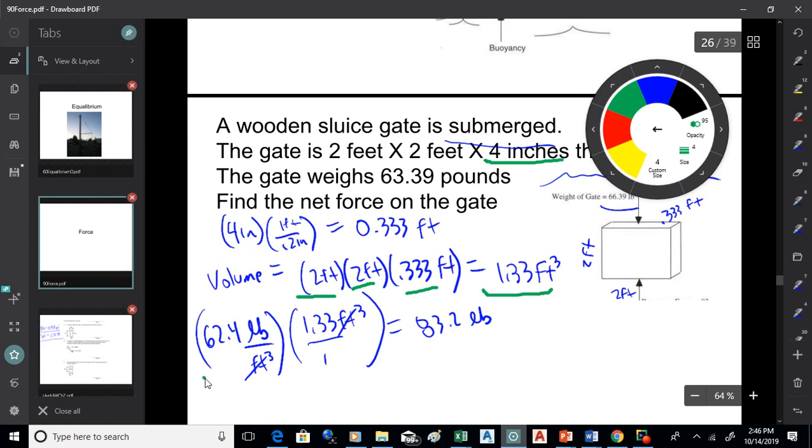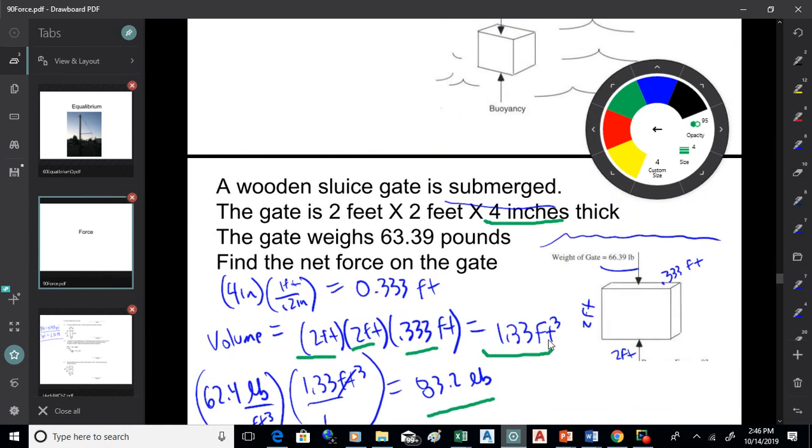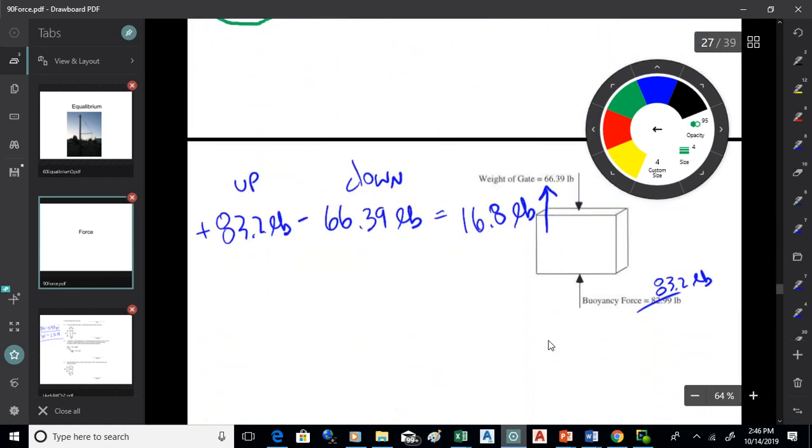We know water, and it's on the formula sheet there, weighs 62.4 pounds per cubic foot. Multiply that by the volume, you get 83.2 pounds. That's pushing up. Okay, so we've got that upward buoyancy force. You have the weight, and to get the net force, you'd want to find the difference. So we've got an upward force of 83.2 pounds, a downward force equal to the weight, 66.39. So the difference is an upward force of 16.8 pounds. So if you take that gate and put it under water, you'll have a net upward force of 16.8 pounds.